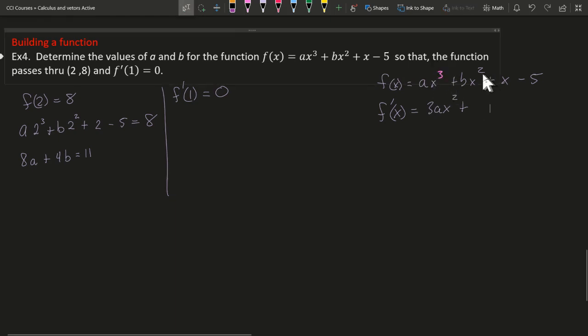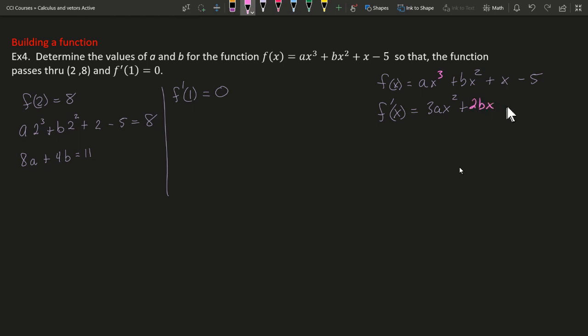Now the same thing here. If I take this 2, I move it into the front, and then I lower the exponent, and most of you can now see that this is 2bx, plus the derivative of x is 1, and the derivative of negative 5 is 0. Now I have the derivative, and I can plug a 1 in for x and set the whole thing equal to 0, because remember, f prime of 1 is 0.